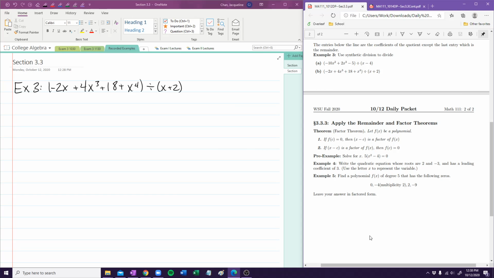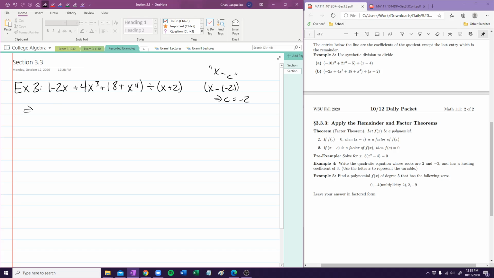Example 3b, we want to divide negative 2x plus 4x cubed plus 18 plus x to the fourth divided by x plus 2. Okay, and we're going to use synthetic division. So first thing, if we weren't given this direction to use synthetic division, what you first want to do is look at your divisor and make sure it is in the form of x minus c. In this case it is, because we can write x plus 2 as x minus a negative 2. Right? So that just means our c is equal to negative 2.